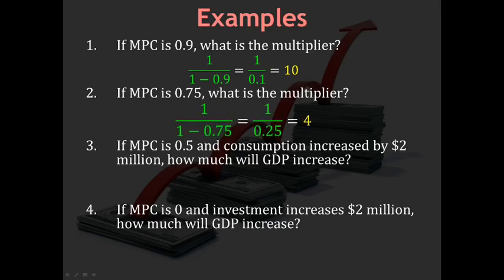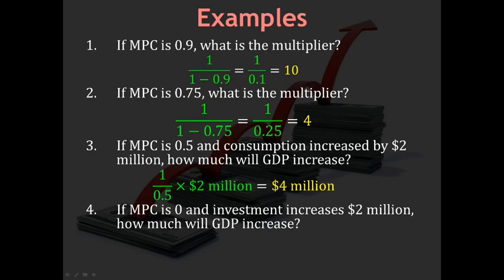If MPC is 0.5 and consumption is increased by $2 million, how much will GDP increase? Well, if MPC is 0.5, that means your MPS is 0.5, and that means your multiplier is 2. 2 times 2 million is equal to a total change of $4 million of GDP. So notice that initial spending of $2 million gets doubled due to the presence of the multiplier.